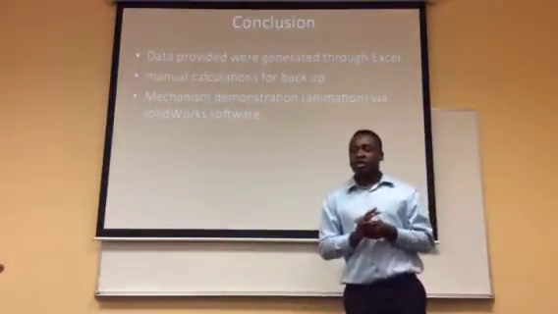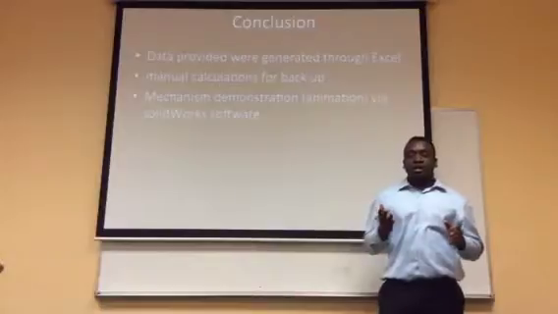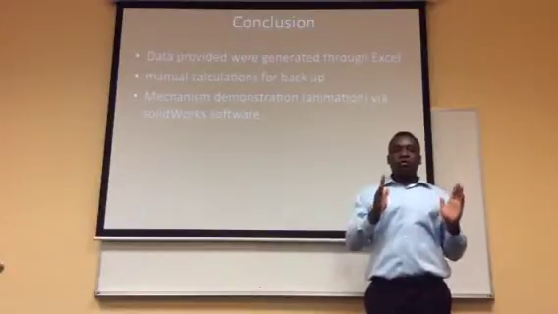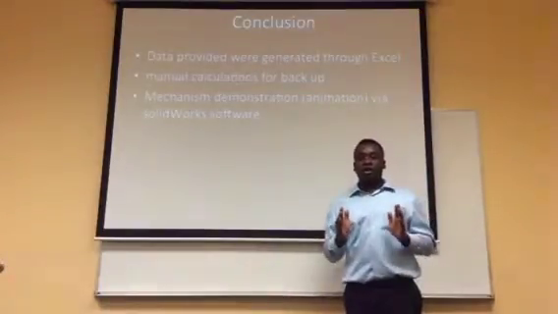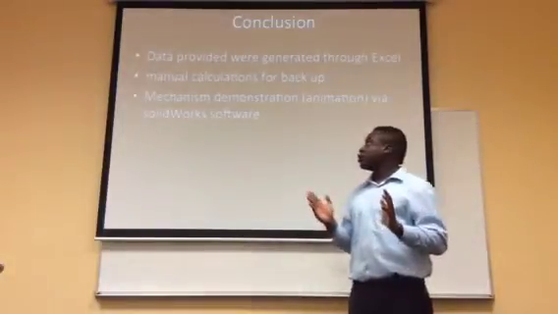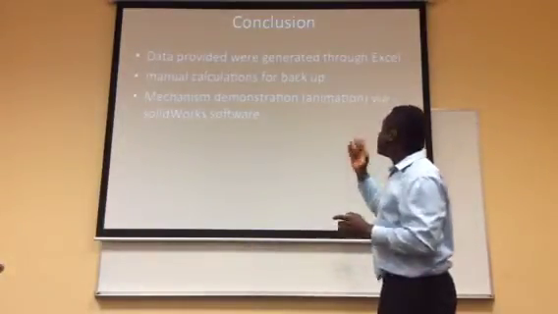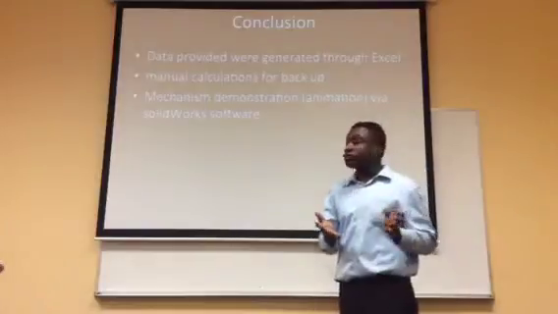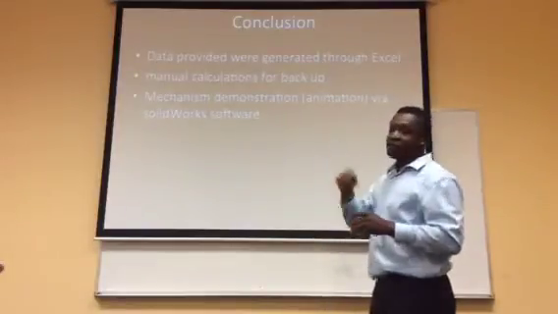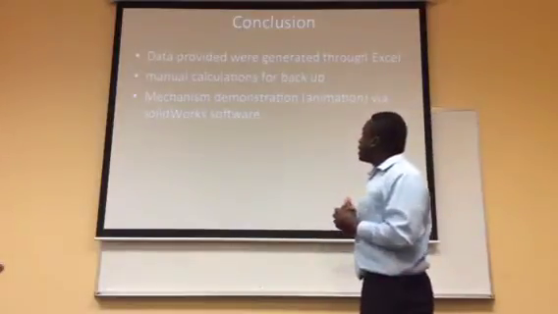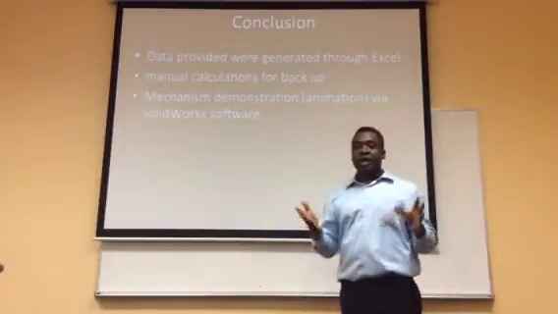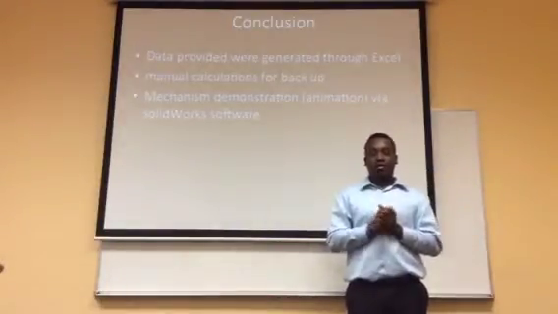Then for our conclusion, we came up that the Fourbar mechanism is a type 1 crank rocker, and we used the Excel sheet to find our solution, the manual calculation, and we demonstrated an animation for our project.